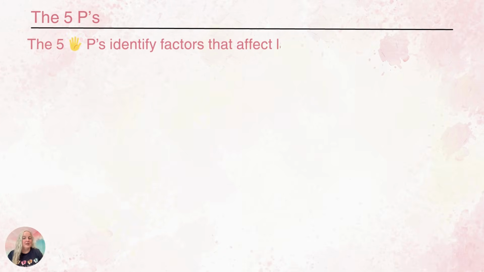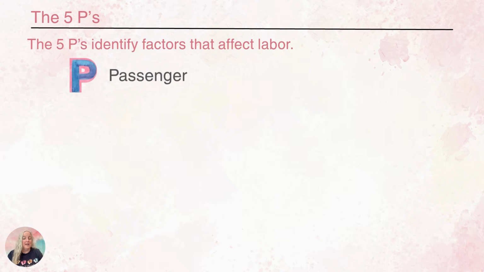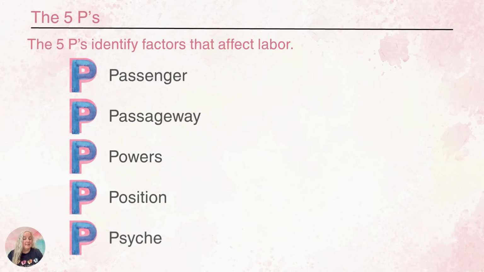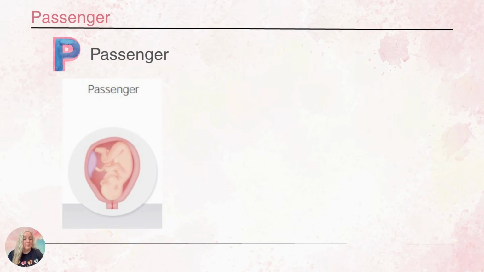The 5Ps are a way that we can identify factors that can affect labor progress. And we're thinking about our passenger, our passageway, our powers, our position, and the psyche. For our passenger, the primary passenger is the baby, and there's a lot of considerations related to the baby.